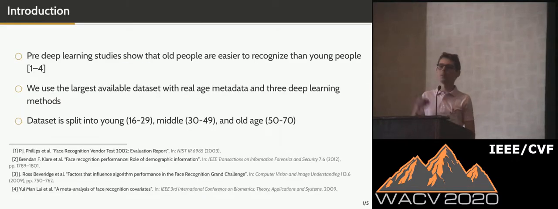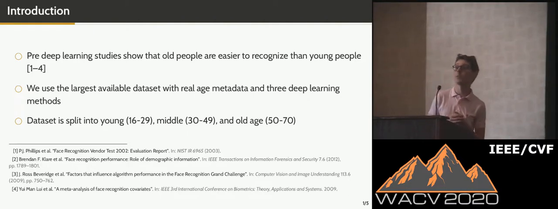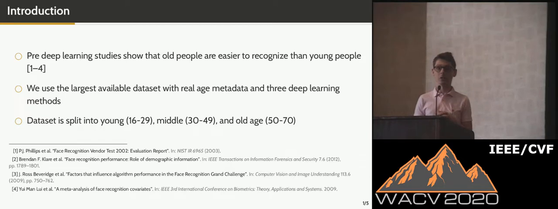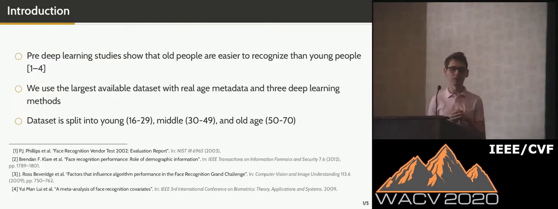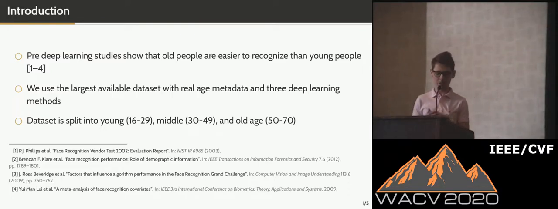Previous works show that older people are easier to recognize than younger people, and those were pre-deep learning methods. We use the largest available data set with real age metadata, and also three different deep learning methods. We split the data set into young, ranging from 16 to 29, middle, 30 to 49, and old age, to conduct our experiments on this data set.